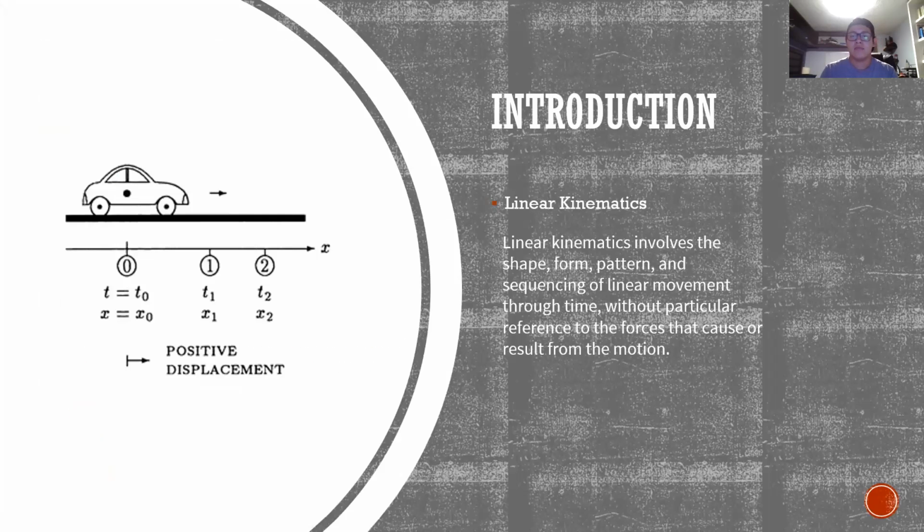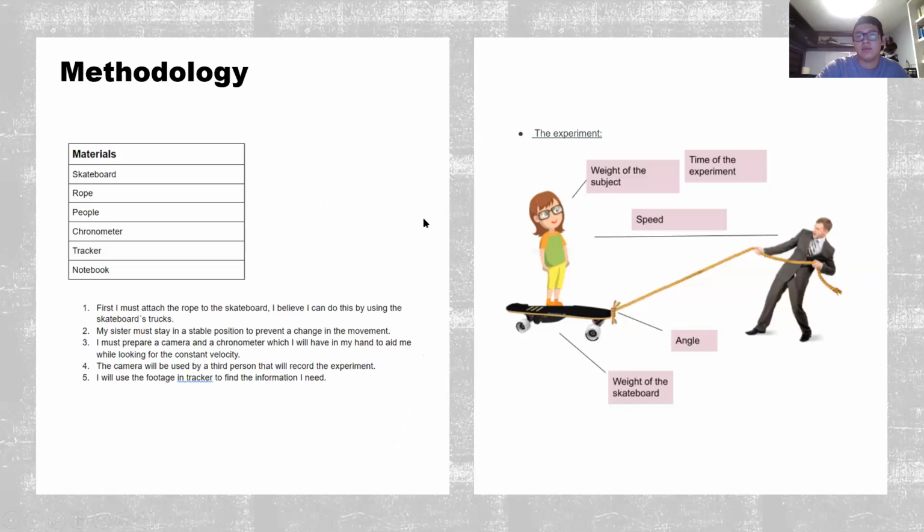In this experiment, we actually used linear kinematics, and what kinematics do is that they involve the shape, the form, the pattern, and the sequencing of linear movement through time, without any particular reference to the forces that cause or result from the motion. So it's a simpler way of viewing an experiment, and it actually helped us in the end because it made the experiment much easier and helped us bring what we had thought to the real world. Sorry.